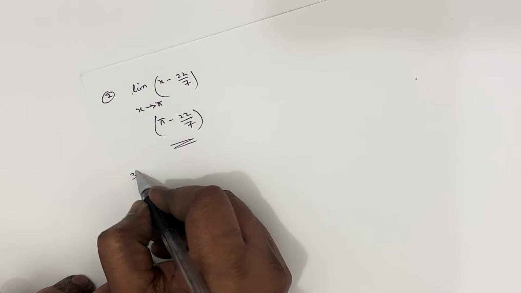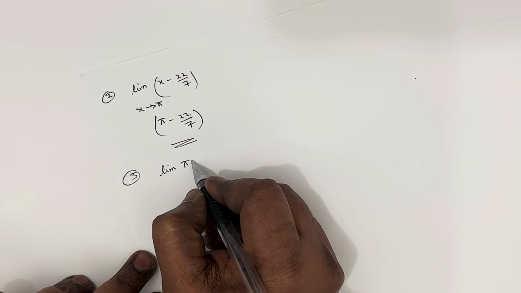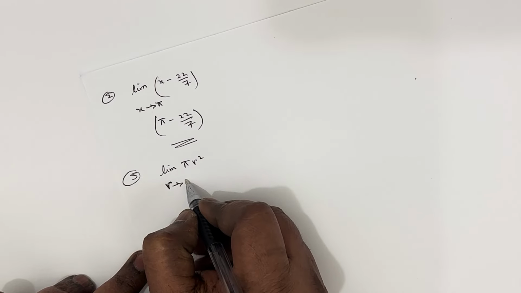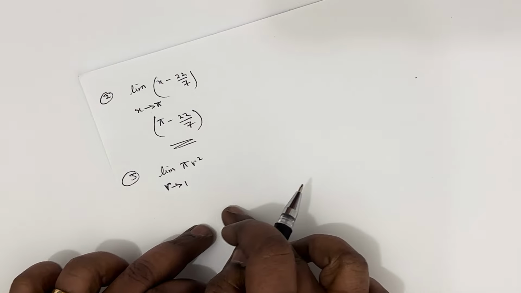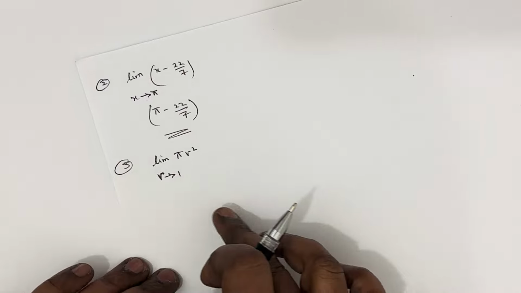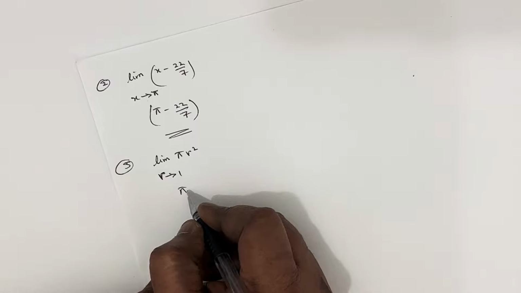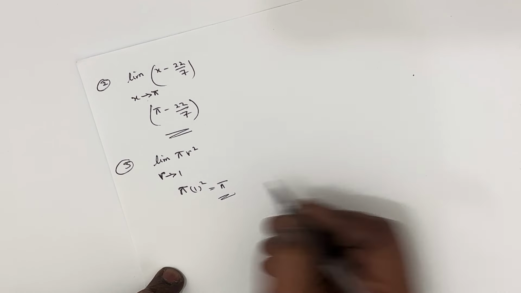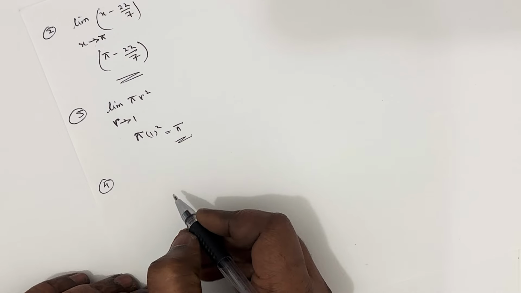Now let's do the third question. Limit of the function pi r square as r is approaching 1. Now r is approaching 1 from both sides, so we can assume it to be almost 1, so we can put the value 1. So pi times 1 whole square, which is equal to pi. Okay, that's it.